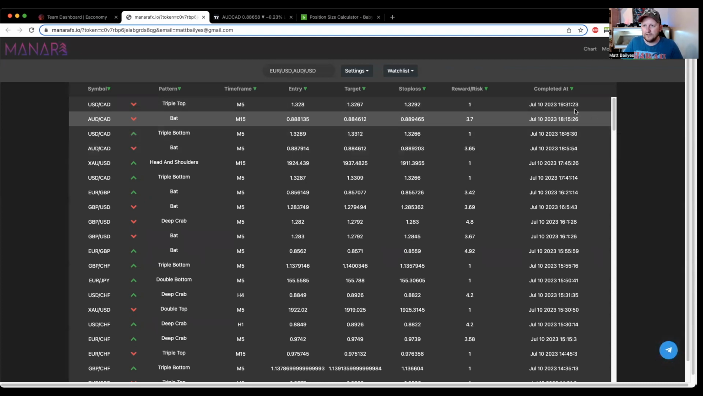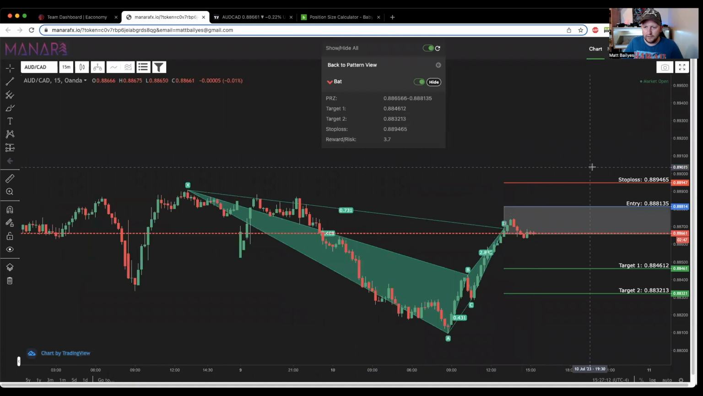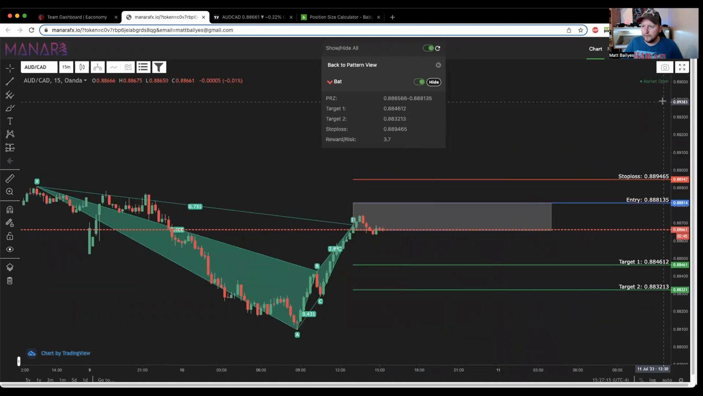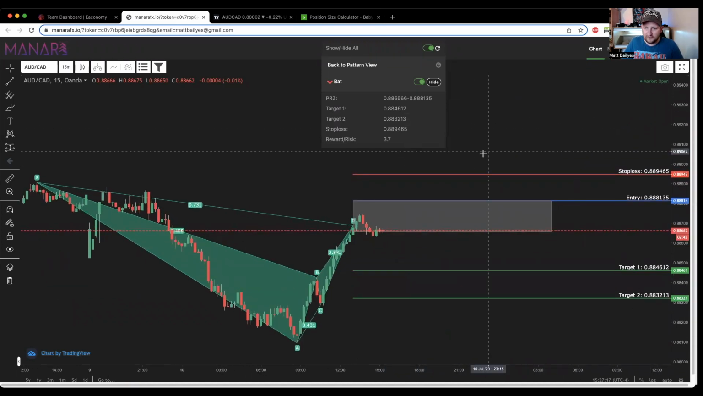Now it's saying it's completed at that time. So let's have a look at what this trade looks like. So this is what the trade looks like right now. Okay, so what we are seeing here, we have all these different lines. It's quite self-explanatory, really. We've got the stop loss level up here. We've got our entry point. We've got take profit 1 and take profit 2 down here.